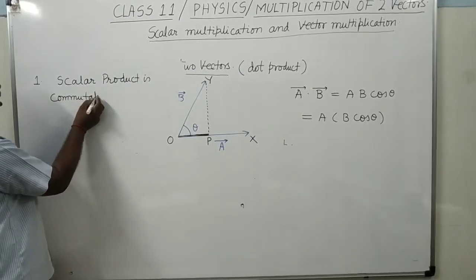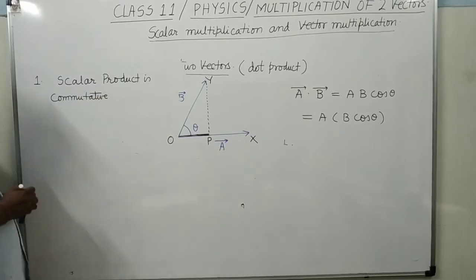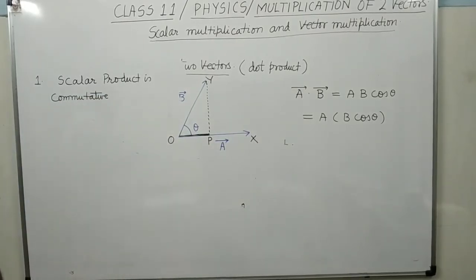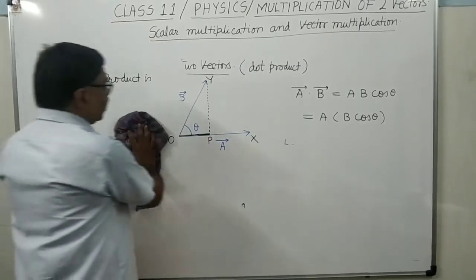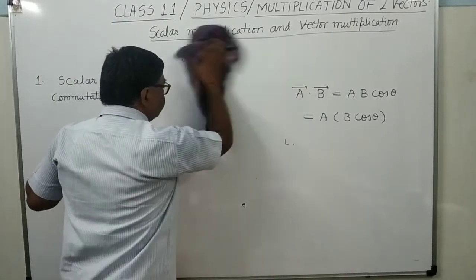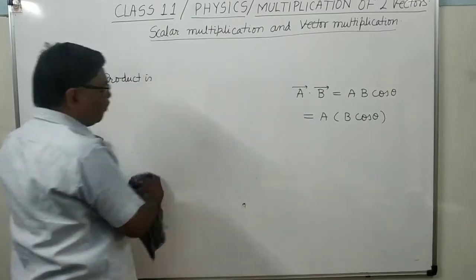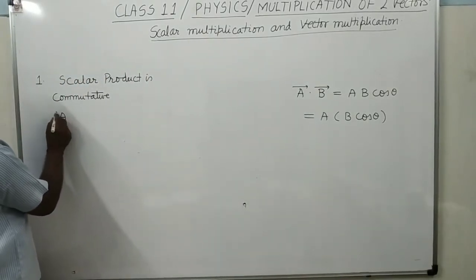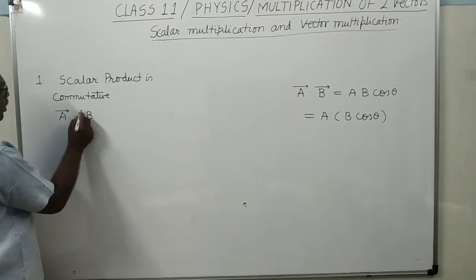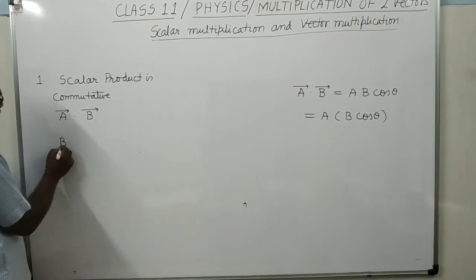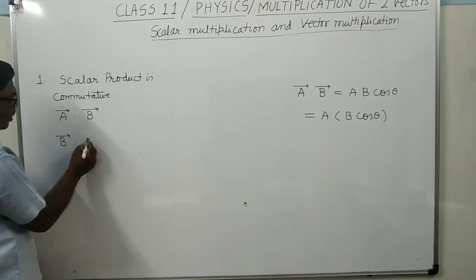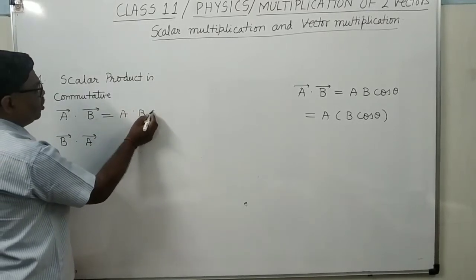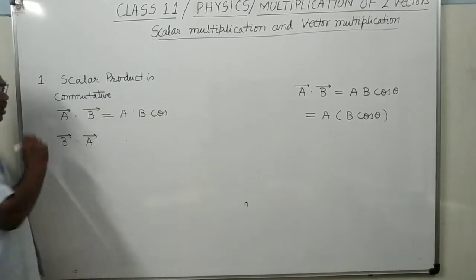What is the meaning of scalar product is commutative? Commutative property means there is no matter of order of occurrence. Is it clear? Whether you find vector A dot vector B or vector B dot vector A, both will be equal to A into B into cos of the angle between these two vectors.